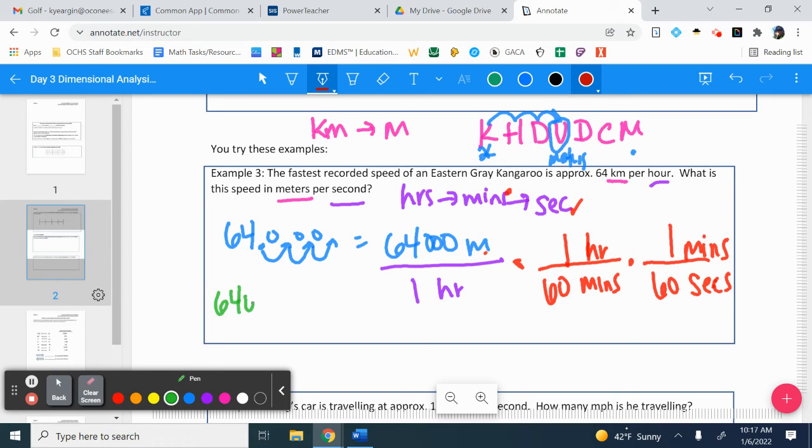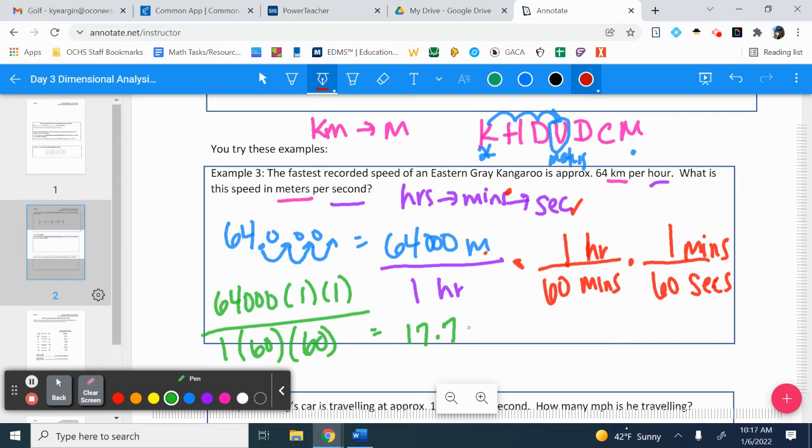So we have 64,000 times 1 times 1 divided by 1 times 60 times 60. So go ahead and hit pause while you type this into your calculator. And don't let your answer freak you out when you get this one. It is going to come out as a decimal. Remember, we live in the real world, not the perfect utopian society. So as you calculate this, hopefully you are finding 17.7 repeating.